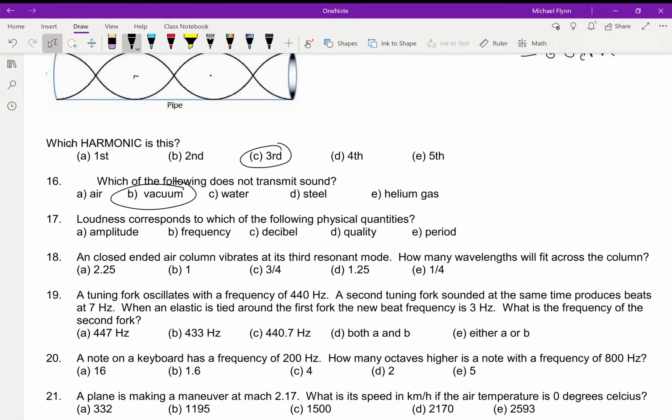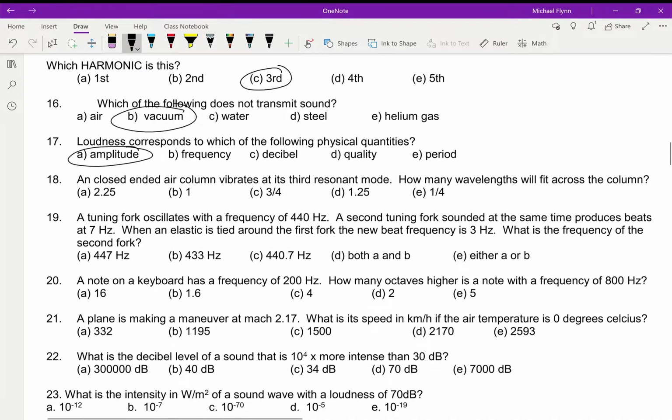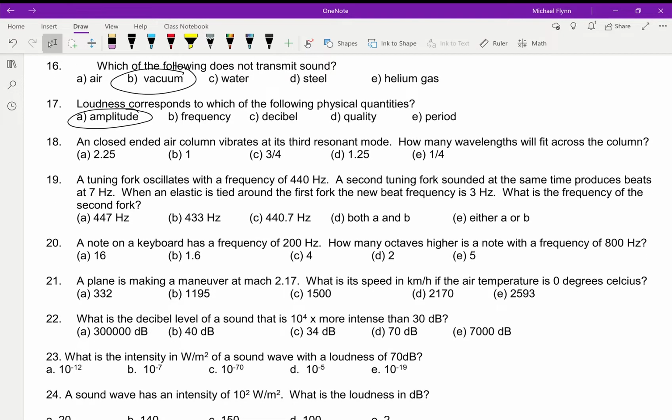Loudness corresponds to which physical quantity? The answer would be amplitude. Some students will write decibel. That's how you measure it, but it's the amplitude of the wave that is the physical characteristic of the wave. Okay, it's not the unit, right? It's like me saying height. What does height correspond to? You wouldn't say meters. You would say it corresponds to how tall you are, right? You wouldn't just say the unit meters. Okay, so anyway, that's why it's amplitude.